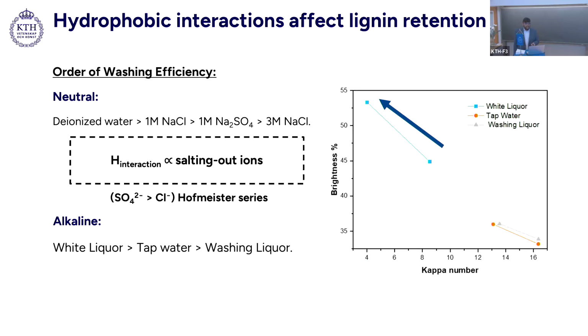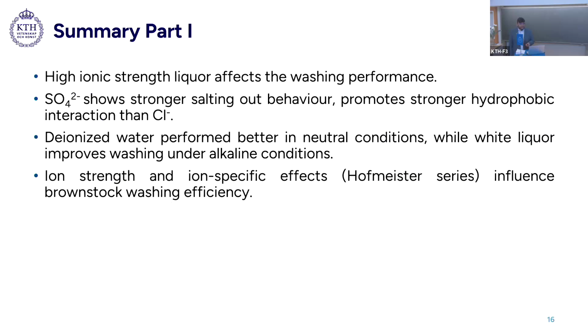And then when we look into the alkaline washing, we could see an increase in brightness with white liquor compared to tap water as well as washing liquor. In order to summarize part 1, high ionic strength liquor did affect the washing performance. Sulfate ions showed a stronger salting out behavior. It promoted stronger hydrophobic interaction than chloride. And deionized water performed well for the neutral conditions, while white liquor performs better for washing under alkaline conditions in terms of brightness and kappa number. As well, ionic strength and ion specific effects influence brownstock washing efficiency.